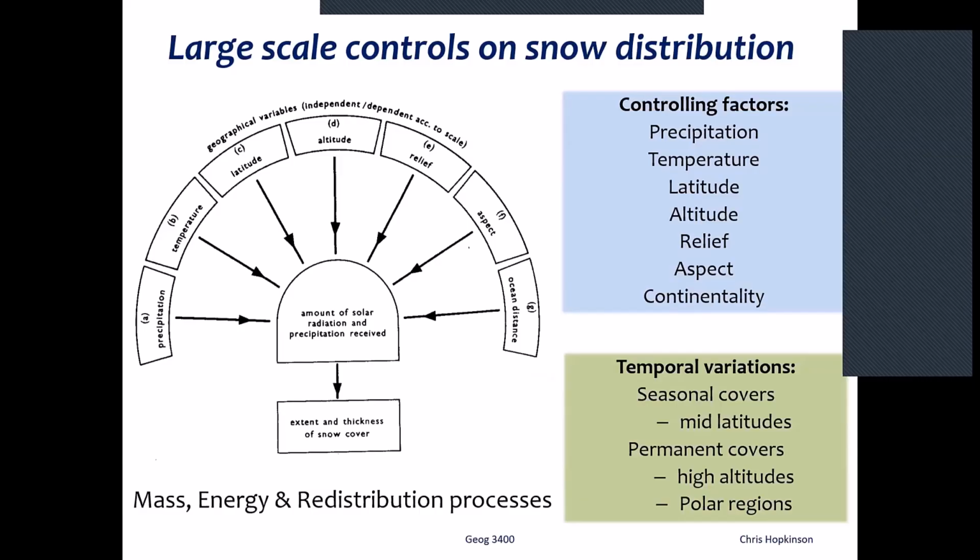Now, when you move towards the mid-latitudes, we get seasonal snow cover. And then as we move to the equatorial zones, we get no snow cover unless we're up on top of a mountain, like Mount Kilimanjaro, for example. Equatorial region mountain, snow-capped, but that's because it's tall. Okay, so those are kind of macro scale controls.